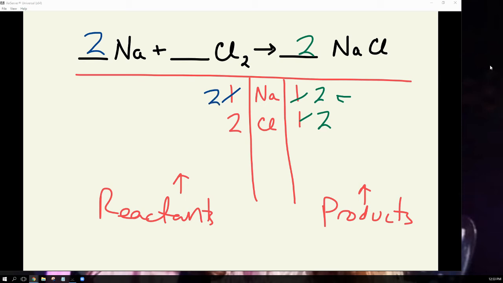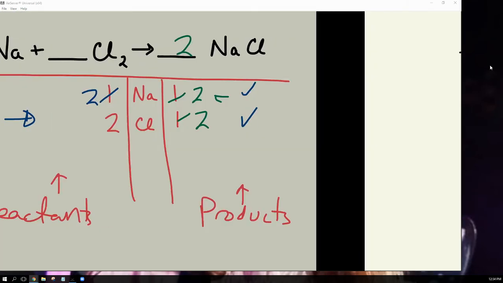Notice again, I'm changing my coefficients, and the chart is just a way for me to keep track. Now everything's balanced. I have my sodium balanced, I have my chlorine balanced. It's quick and easy to see. That is now a balanced chemical equation. Okay, let's try another one.